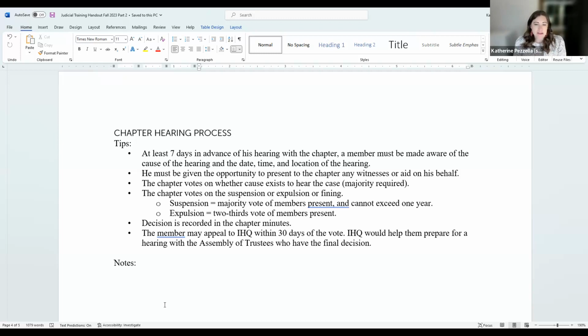And then, yes, the appeal does go to headquarters, and the written appeal comes to headquarters through me, and then it ultimately is heard by the Assembly of Trustees at the next Leadership Institute the next summer. So they do have to wait all the way till the next summer, regardless of when it happens. So any questions about that?